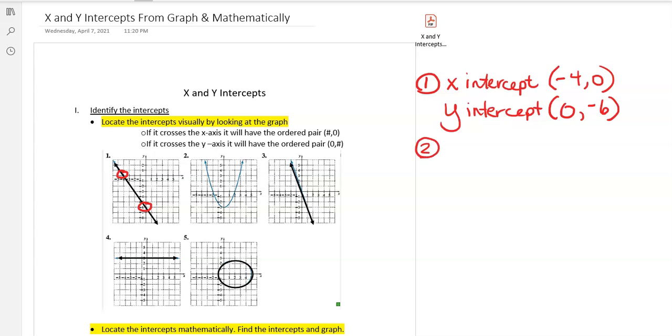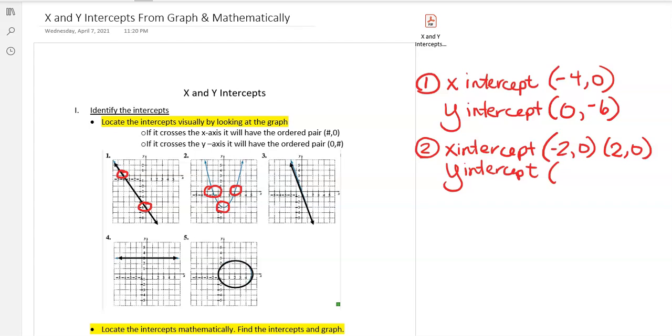Number 2, we have 2 x-intercepts here, and we have 1 y-intercept. So yes, you can have 2 intercepts. Actually, you can have no intercepts. That is possible. This one crosses at -2, 0, also crosses at 2, 0. On our y-intercept, crosses at 0, -3.